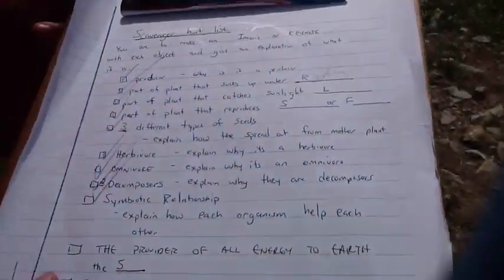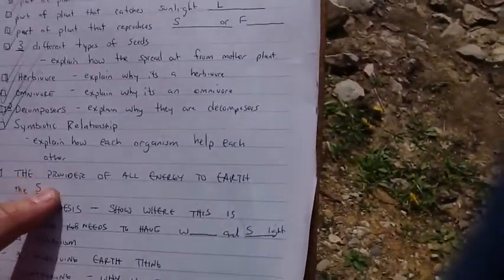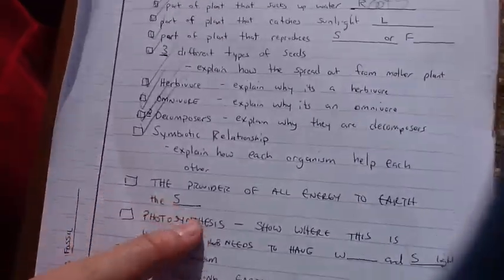As you can see, our next one is the provider of all energy to Earth, which is the sun. And there it is. Can you see it? Oh, wait, there it is. Oh, wow, that's pretty cool. Alright, that is the sun. It provides all energy for the Earth.